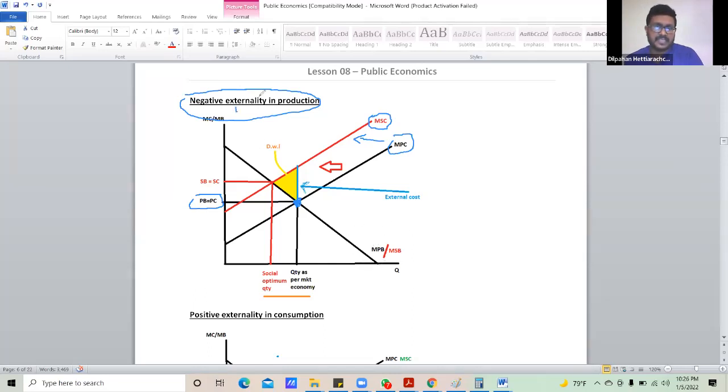And the demand curve, we don't change. Why? Externality is only in production. So no problem with the consumption. So therefore, no impact on the demand curve. So the original demand curve and the new supply curve intersect over here. And this is the equilibrium you have to maintain if you are thinking about the society.